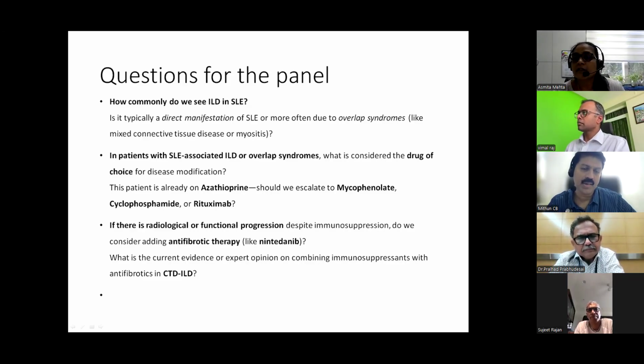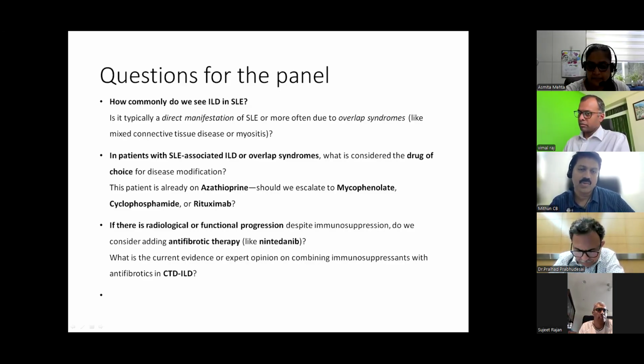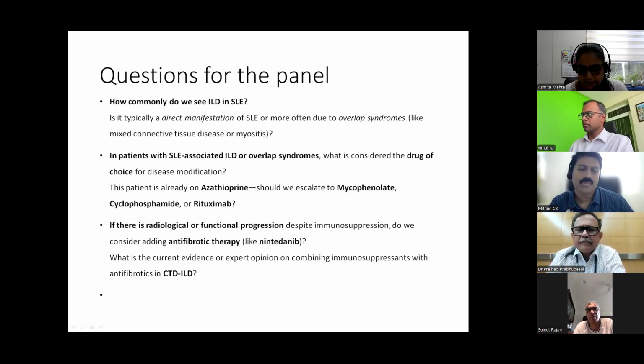See, ma'am, ILD in SLE is actually not as common as in other CTDs. However, we do see ILDs, especially if there are associated autoantibodies like U1RNP, and in overlap syndromes, especially with scleroderma overlaps. And regarding the drug of choice, there is a progression of disease while on azathioprine. Definitely, we need to change the drug. Even for kidney involvement, MMF is better, right, Mithun? For the kidney, MMF and azathioprine both are good. But from the lung point of view, we need to escalate the disease-modifying drug to mycophenolate. Mycophenolate is safe in CKD.